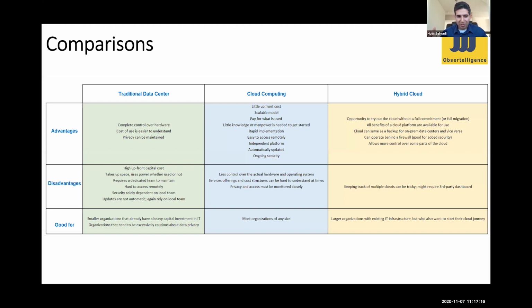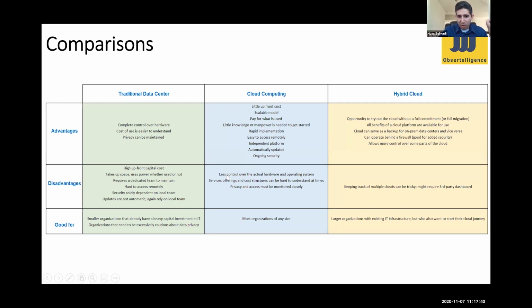They're like, why do I have these data centers that I'm paying all this money for when I'm barely using them sometimes? So it's like an on-demand process, which is a brilliant business model, by the way. Rapid implementation, easy to access remotely, independent platform, automatically updated, and so on and so forth.